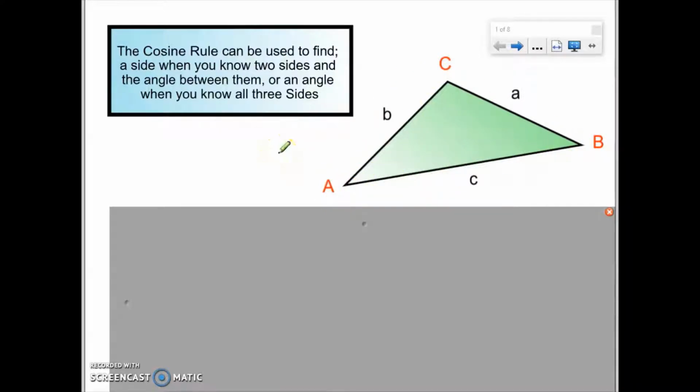So the criteria for applying the cosine rule is different to applying the sine rule, and we'll look into that as we go through the explanation.